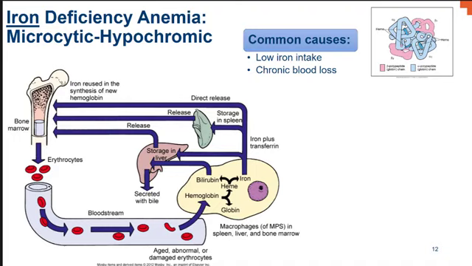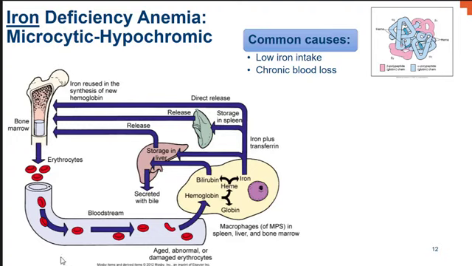Now we'll move on to iron deficiency anemia, and this is a type of microcytic, so smaller than normal cells, hypochromic, with lower than the normal amount of hemoglobin present. The common causes here include low iron intake and chronic blood loss, as I've already discussed with you.